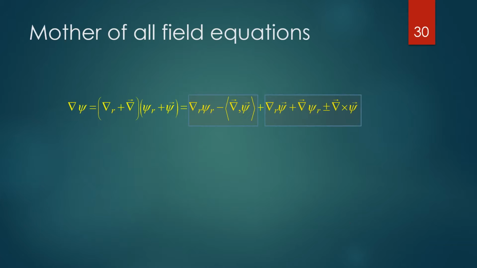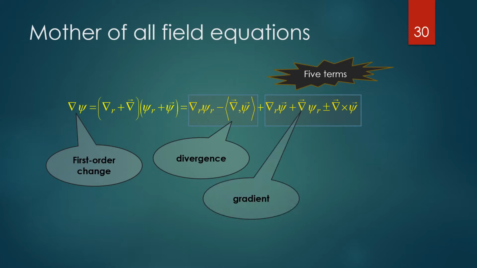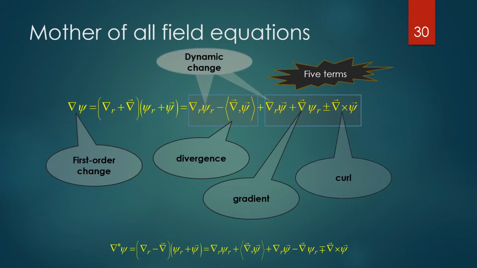The first-order partial differential equation is the mother of all field equations. The first-order partial differential represents the first-order change of the field. The first-order change divides into 5 terms. Each of these terms corresponds to a new field. The terms are divergence, gradient, curl and temporal changes. Also, a conjugate nabla exists. It defines the conjugate first-order change.